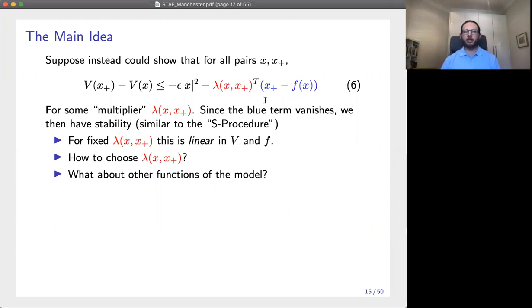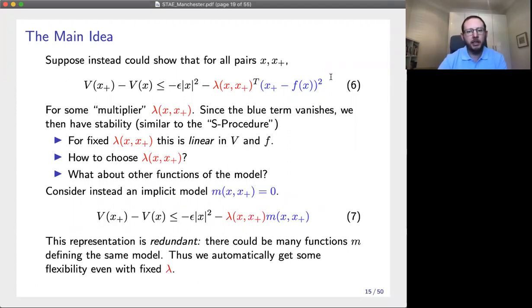Also, this is somewhat limiting in terms of what we know. So if we know that x plus minus f of x is equal to 0, we also typically know that x plus minus f of x squared is equal to 0, and all other powers of it, and lots of other nonlinear functions of it, and so on. So somehow we're not using all the information we have about our model here.